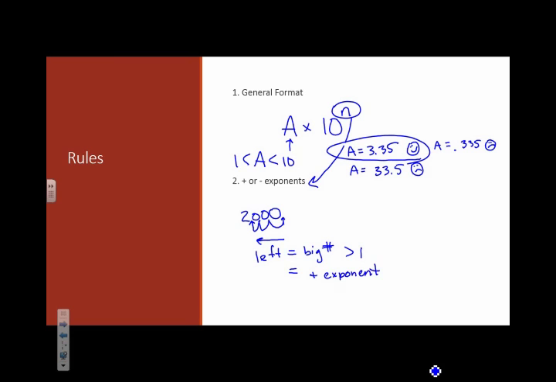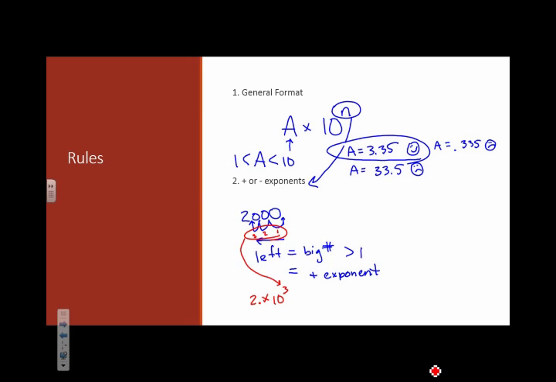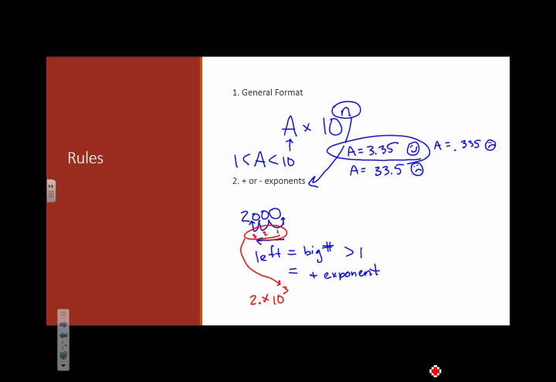So I would count how many spots I moved. Here's 1, here's 2, here's 3. And that 3 becomes my value of n. So this number would be 2 point, well, we wouldn't do 2.0 in this case, so we'll just do 2, times 10 to the third. So the 3 ends up right there because I moved my decimal point that many times.